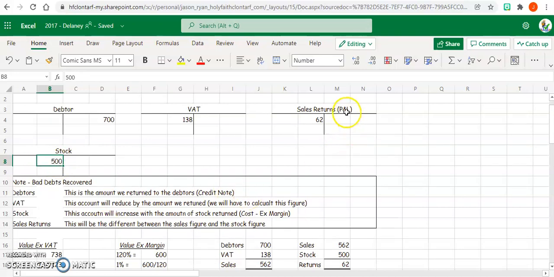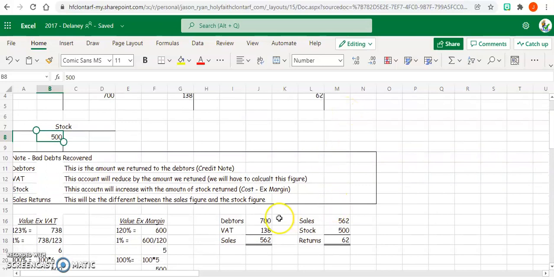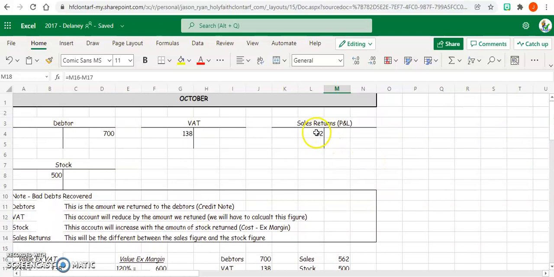And then our profit and loss account is going to be affected by your debtors, which were 700. That's the credit note. Your VAT then 138. So the value of our sales was 562. That was made up of your stock then of 500. So the difference is going to be 62. So that's how much is going to affect our profit and loss account. So our profit and loss is going to go down by 62 euro. So if we add our credit side up, we got 700, and on our debit side then we'll have 700 as well. So let's put these into our tabular statement.